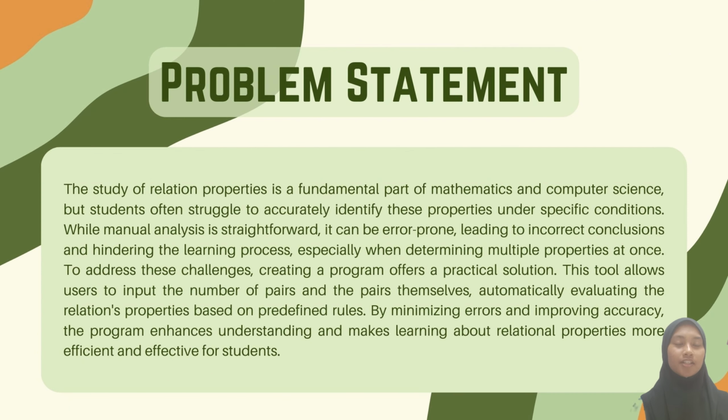Next is the problem statement. The study of relation properties is a fundamental part of mathematics and computer science, but students nowadays often struggle to identify these properties accurately under specific conditions. Manual analysis is straightforward, but it can also be error-prone, leading to incorrect conclusions and hindering the learning process, especially when determining multiple properties at once. To solve the problem, we created a program that offers a practical solution. This tool allows the user to input the number of pairs and insert the pairs themselves, and automatically evaluates the relation properties based on predefined rules. By minimizing errors and improving accuracy, the program enhances understanding and makes learning about relation properties more efficient and effective for students.